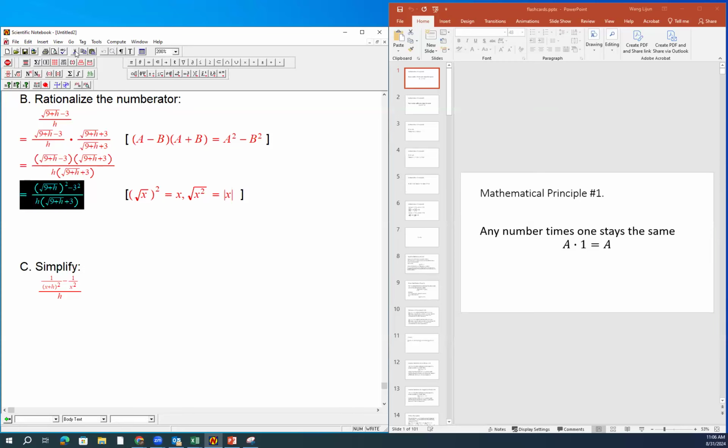All right, so with that in mind, you can see I did not multiply h with the inside, just leave it like that. So here we're going to have 9 plus h, and 3 squared is 9, and 9 minus 9 makes 0, so the next step we have only h left, and this h and the next h will reduce. So in the end, we got 1 over root of 9 plus h plus 3. That's the end.